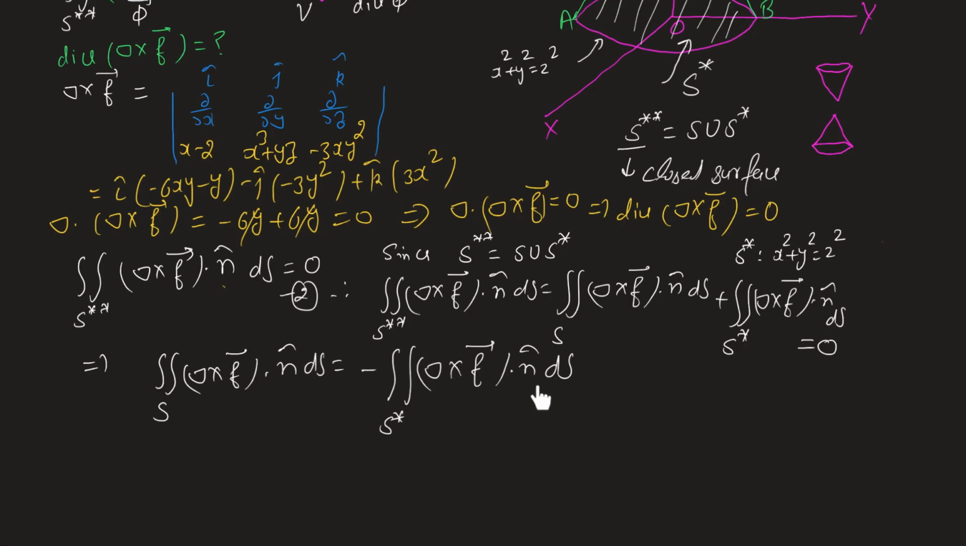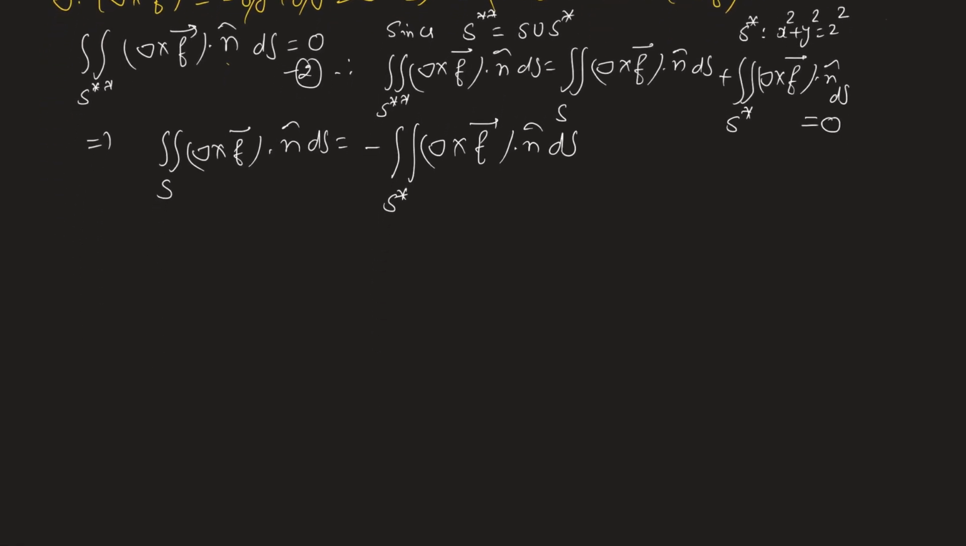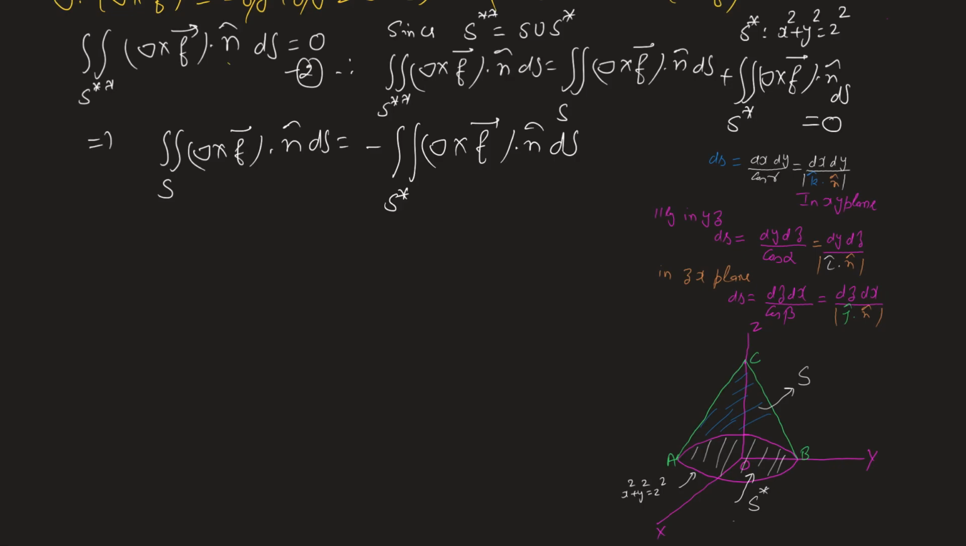So now again I am going to recall the three projection formulae that we did in the earlier lecture. I am going to reproduce it over here. These are the projection formulae that we will be using. Now see, I have again taken the figure here. This is the figure of the problem. Here S star is in the xy plane, so this ds will be equal to which formula? The xy plane formula will be used: dx dy over k cap, and the normal to this surface.